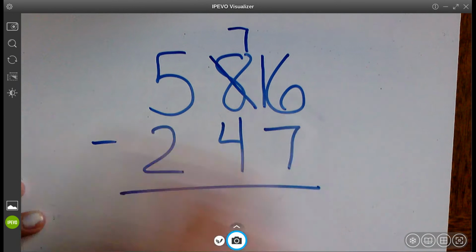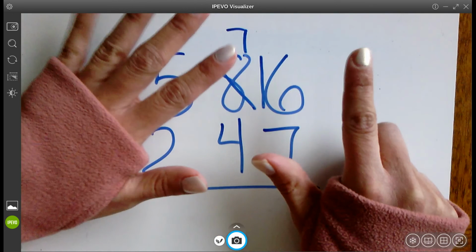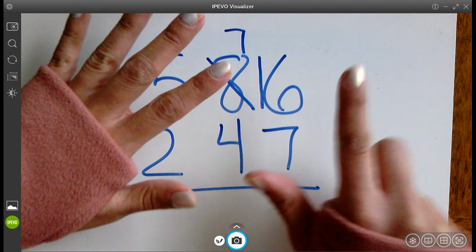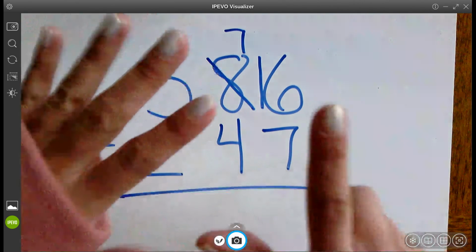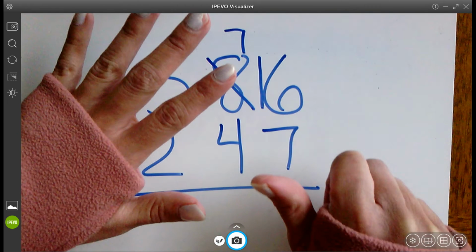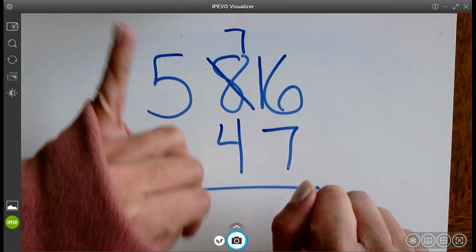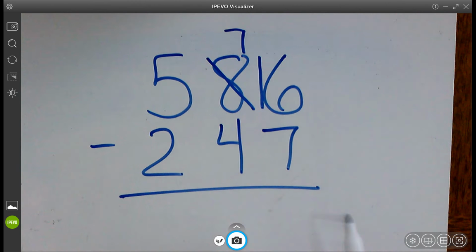16 minus 7. So I'm going to be counting back 7, and I'm going to start with 16. So I'm going to count 16 like this, and then I'm going to start counting backwards. 16, 15, 14, 13, 12, 11, 10, 9. So the answer is 9 in my ones place.